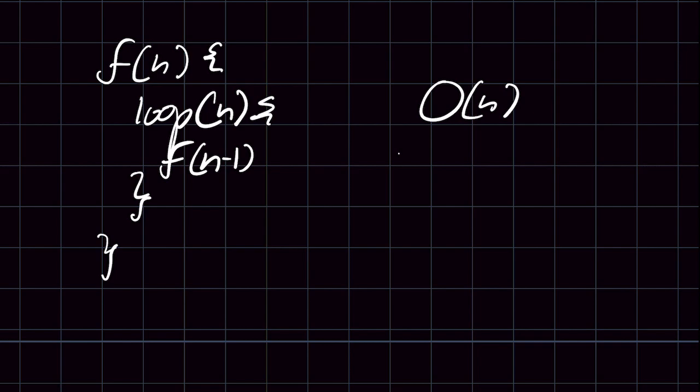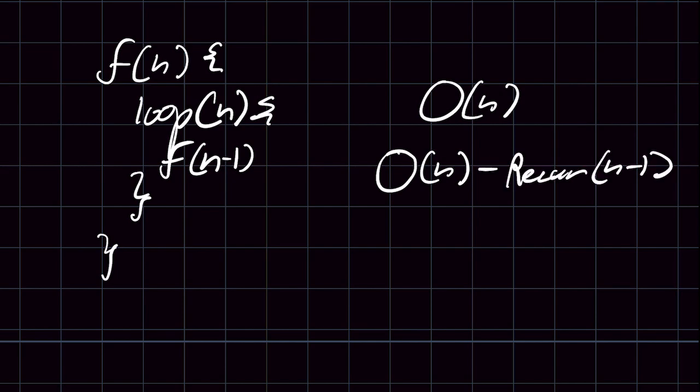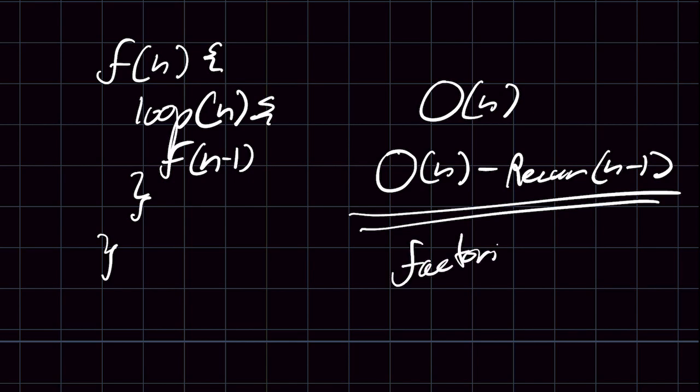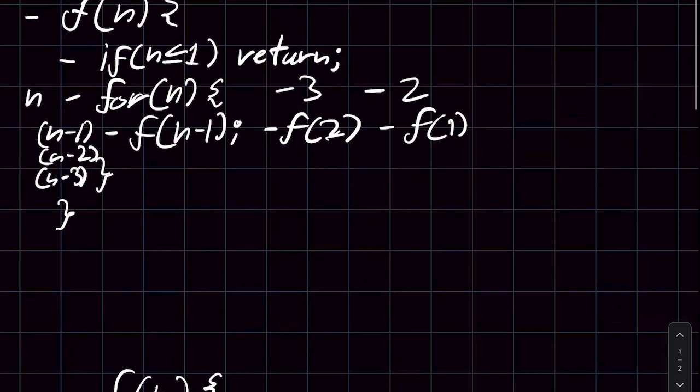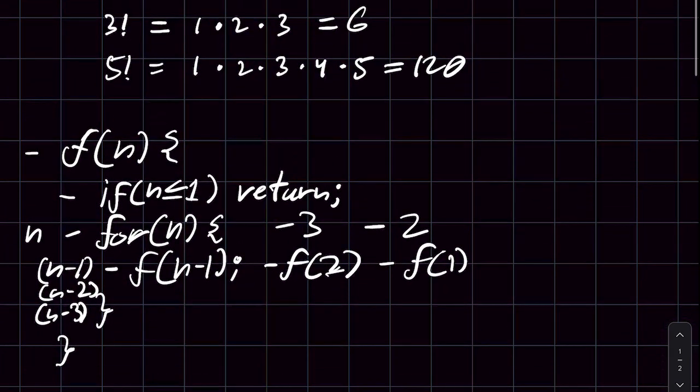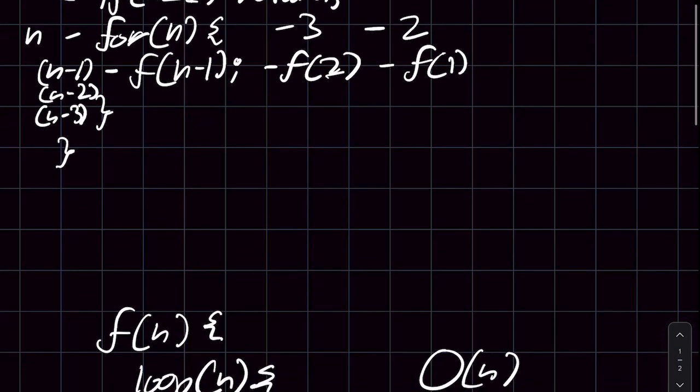So O of n calling itself with n minus 1 will always be factorial. This will always be a factorial time complexity. And it makes sense this way as well, because if you look at the call times, it's going to be the factorial of the number passed.